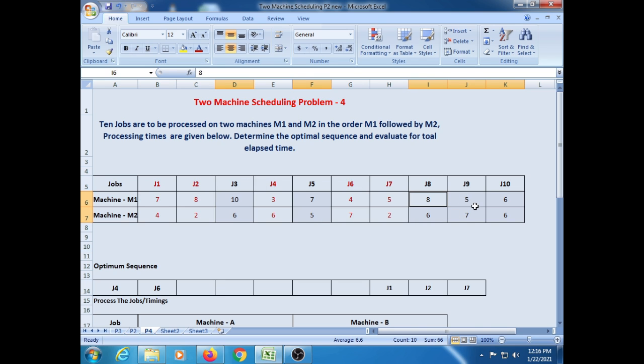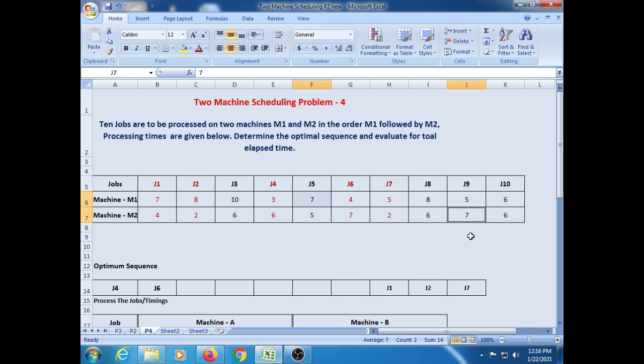So here we have the 2 lowest processing times. Okay, so job 5 and job 9, these 2 jobs we have to place in the optimum sequence now. If the 2 processing times are the same, then what we have to do? We have to check the corresponding values. So the corresponding values are also the same.